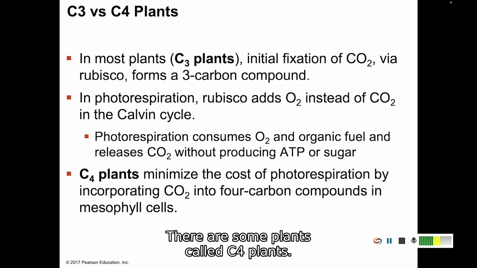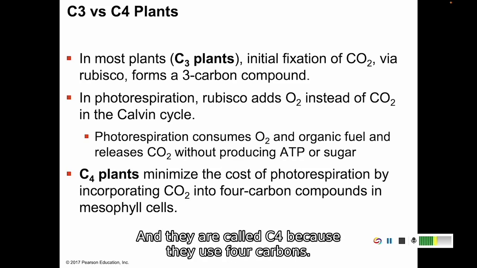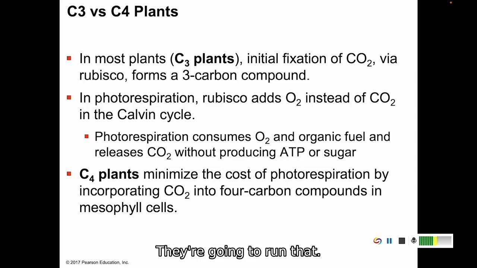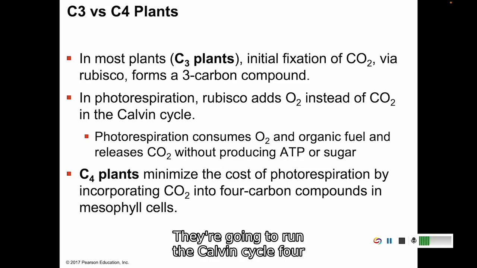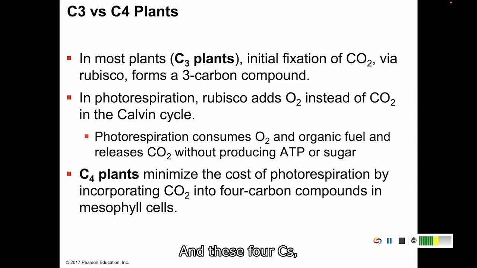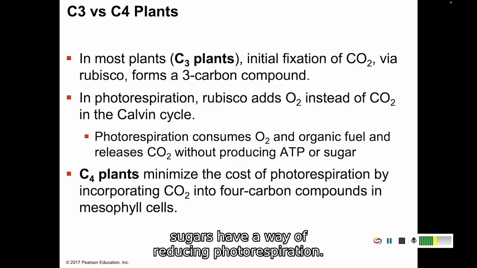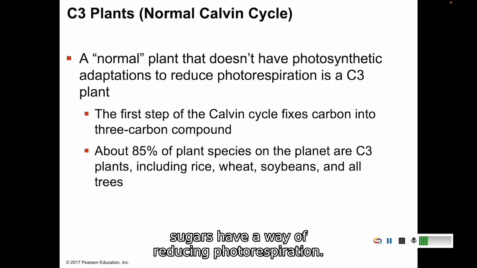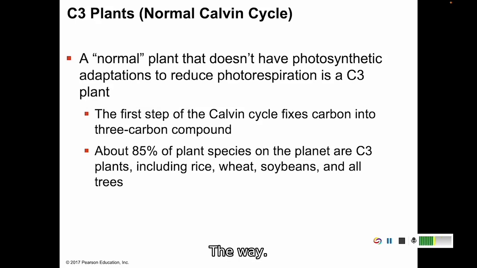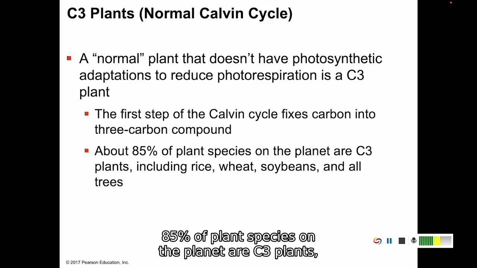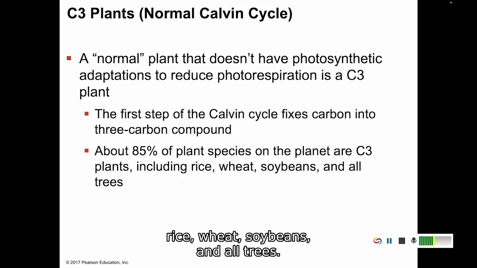There are some plants called C4 plants, and they're called C4 because they use 4 carbons. They're going to run the Calvin cycle to make a 4-carbon compound. And these C4 plants that are making these 4-carbon sugars have a way of reducing photorespiration. But let's throw in this note first: 85% of plant species on the planet are C3 plants: rice, wheat, soybeans, and all trees.